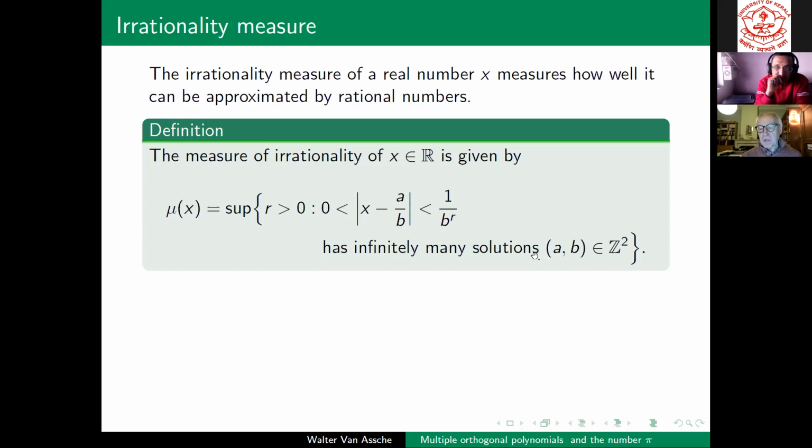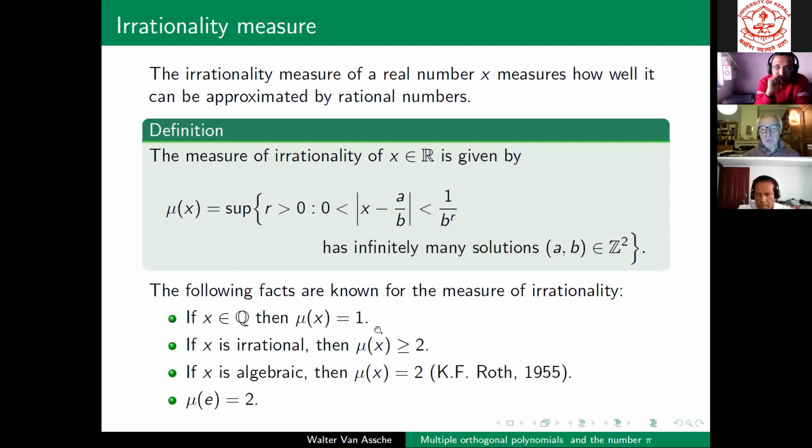And if there are infinitely many solutions a over b for these inequalities, then you say that x can be approximated at order r by rationals. So the bigger r is, the smaller the upper bound over here, the better you can approximate x by rational numbers. The biggest one for which this holds is called the measure of irrationality. We don't know what the measure of irrationality for pi is, but we do know some other things.